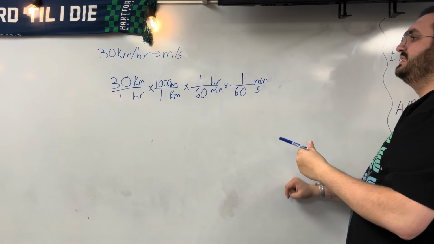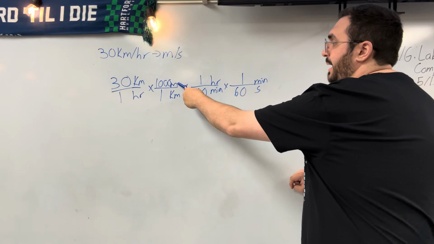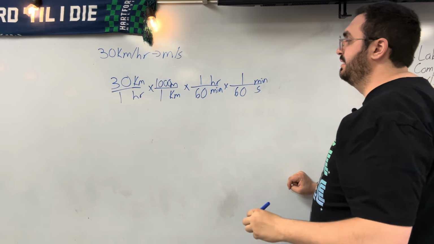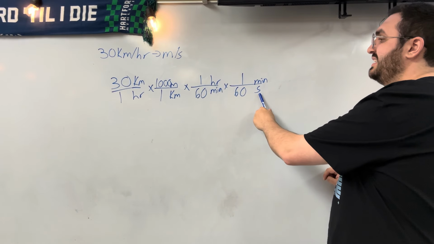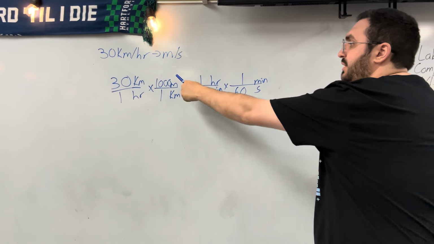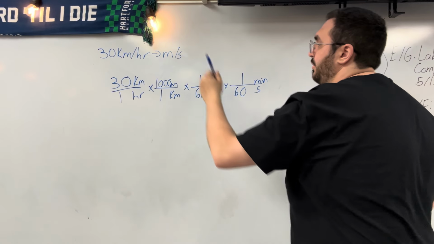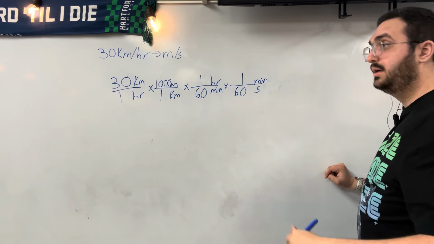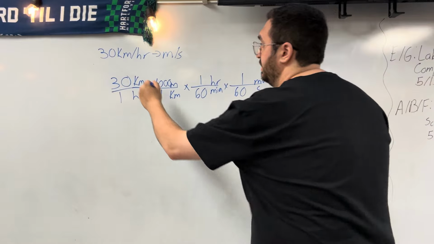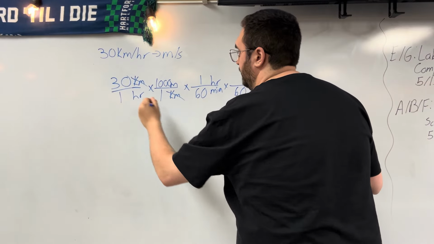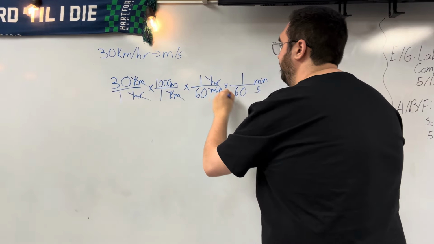At this point, I check to see where my distance unit is. It's on top, and it's meters. I check to see where my time unit is. It's seconds, and it's on bottom. So I have meters per second. That's what I want to be in. I'm done. I can cancel everything that cancels. So kilometers cancels, hours cancel, and minutes cancel here.